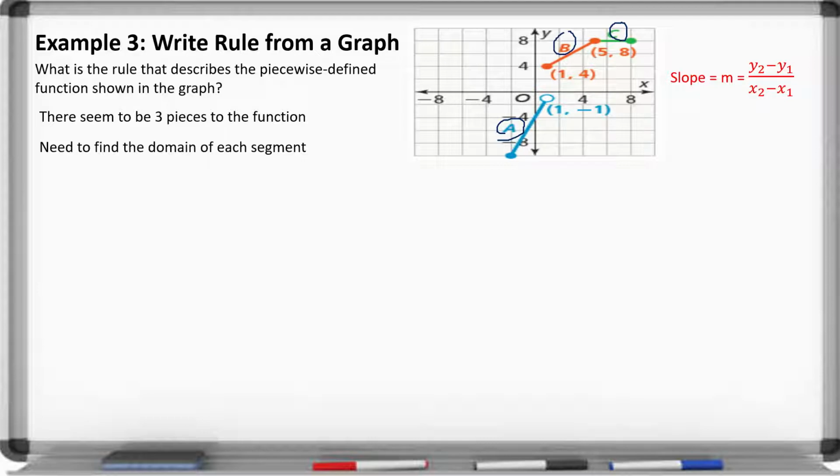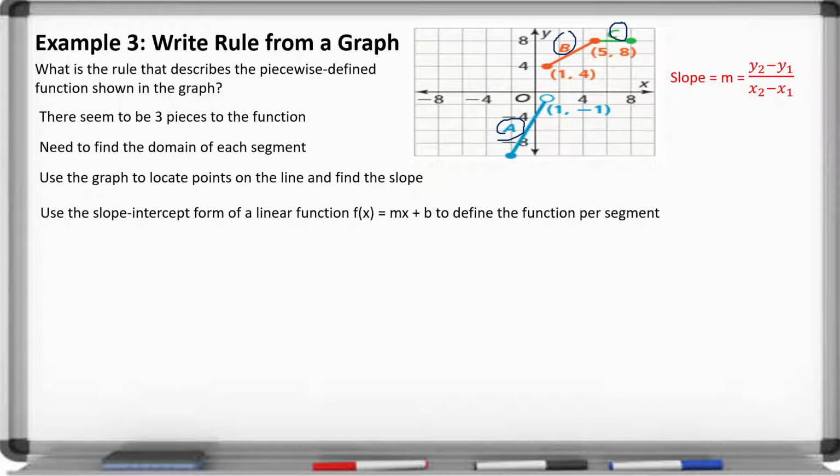We need to find the domain of each segment. All right, so notice that we need the graph to locate the points on the line to find the slope. And then we need to use the slope-intercept form to find the equation of each of these lines. So we're going to break it into the three segments.